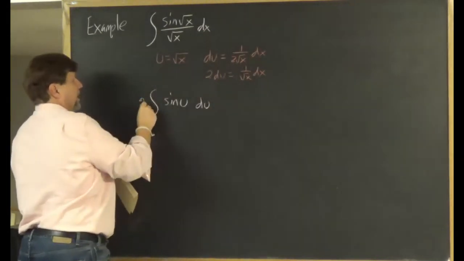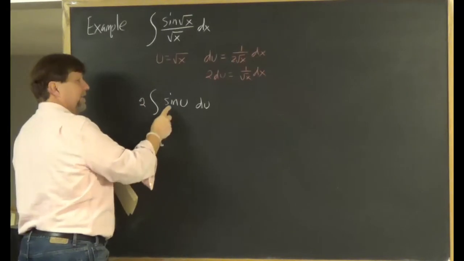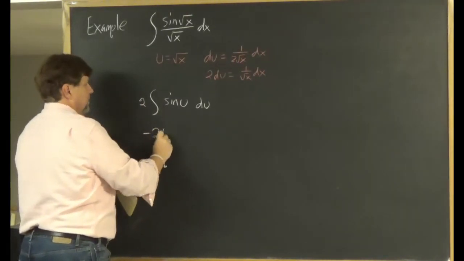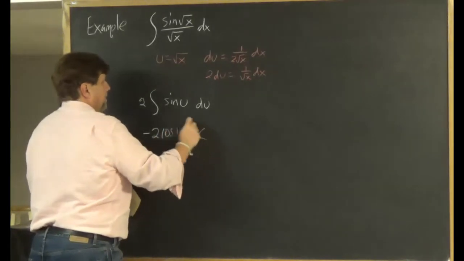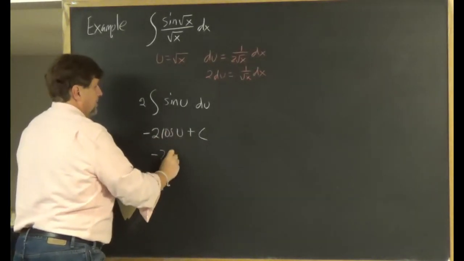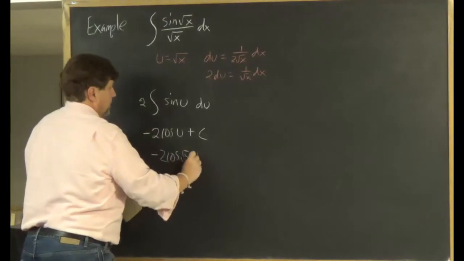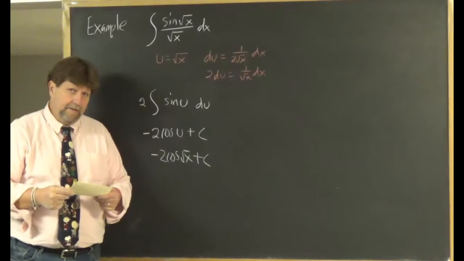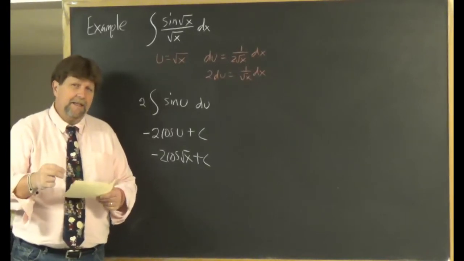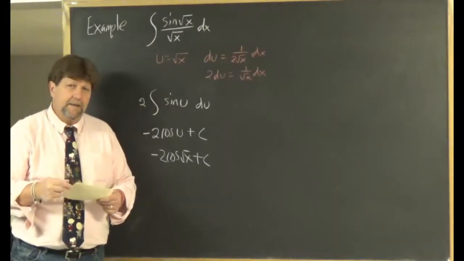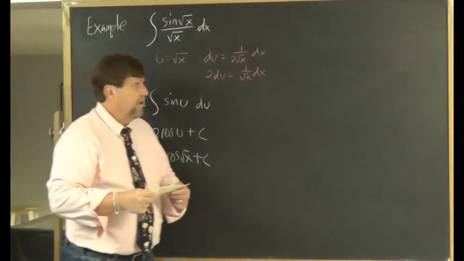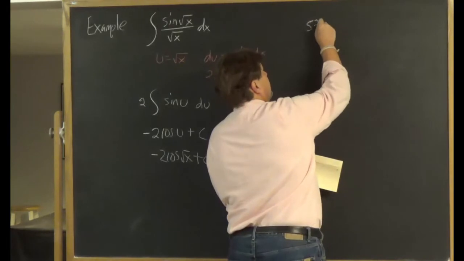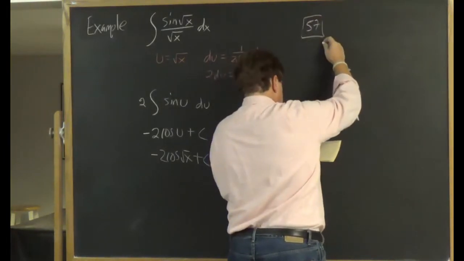The 1 over square root x dx is 2 du. So I rip the 2 out front. I get an antiderivative of sine u, which is negative cosine u. Resubstitute. That one wasn't too bad. And here's why I said this was really kind of setting us up for number 57, which I'm going to want you to do after I write it on the board and talk about it a little bit.